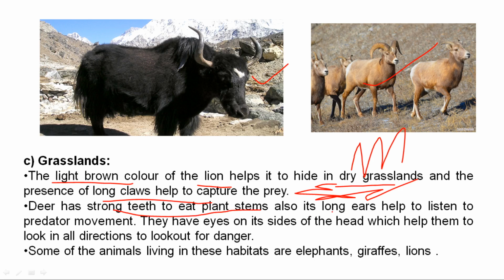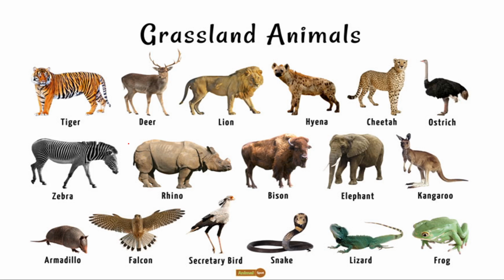Also, its long ears help to listen to predator movement. It has long ears and strong teeth. They have eyes on the sides of the head which help them to look in all directions to look out for danger. Some of the animals living in these habitats are elephant, giraffes, lions. See, grassland animals: tiger, deer, lion, hyena, cheetah, ostrich, kangaroo, elephant, bison, rhino, zebra, armadillo, falcon, secretary bird, snake, lizard, frog, etc.